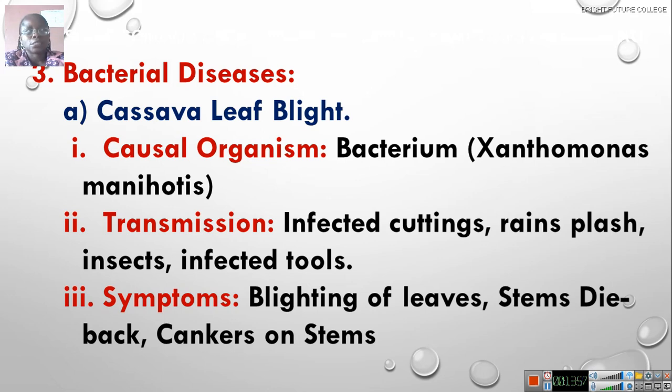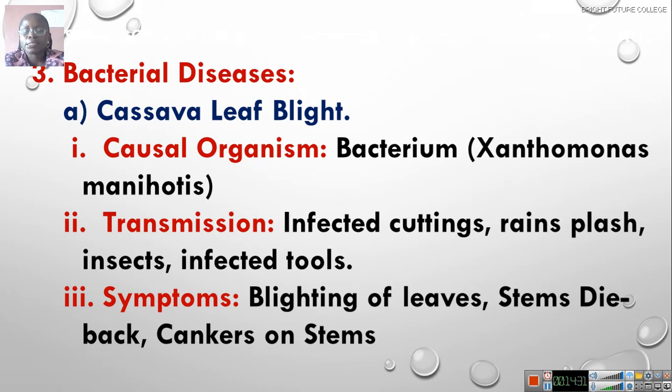Rain splash is also a transmission mode. Also through insects, and even infected tools can transmit this disease. What are the signs or symptoms of this kind of disease in cassava, cassava leaf blight? What are the signs? Blighting of leaves, blighting of stems, and sometimes you see stem bark and canker on stems.